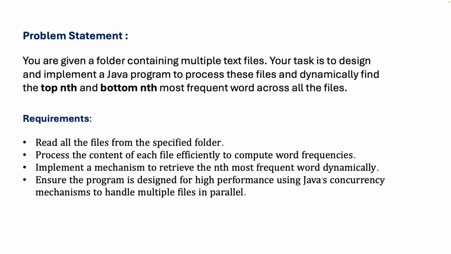Now your task is to design and implement a Java program to process these files and dynamically find the top nth and bottom nth most frequent word across all the files. So the user can search top nth and bottom nth dynamically. For example, the user can ask for the second highest occurrence of a word or the lowest occurrence of a word, either in ascending or descending order. He can give the input and your program should be able to give the result back. So to give you better visibility, let me walk you through one example.